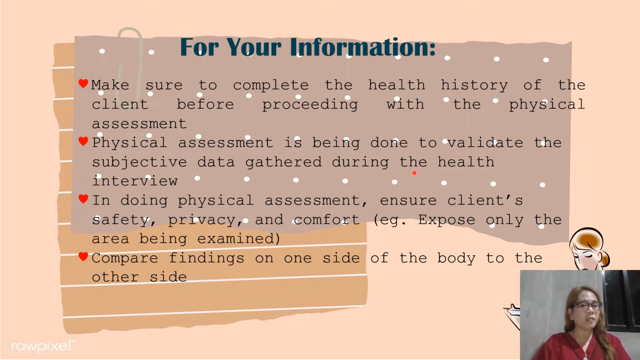Physical assessment is being done to validate the subjective data gathered during the health interview. Right? What do we do first? Interview. Okay, health history, review of system, and then, of course, the physical examination from head to toe. So in doing physical assessment, you have to ensure the client's safety, privacy, and comfort, of course. For example, expose only the area being examined. Okay, you have to cover the area. For example, you're checking the right breast of the client. You have to expose only the right breast, and of course, you have to cover the other side, or the left breast of your client. And compare the findings on one side of the body to the other side.